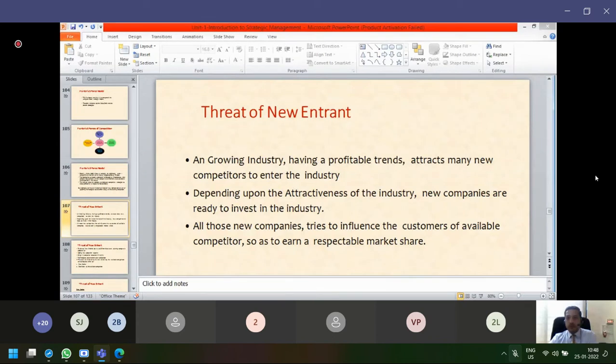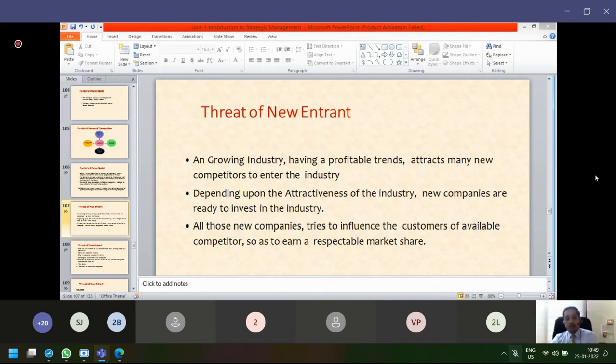So a growing industry, if there is any attractive industry wherein there is a high growth, high profit potential, then there are many companies who also try to enter into that particular industry and want to establish their business. So therefore, a growing industry having profitable trends attracts many new competitors to enter into that industry. Depending upon the attractiveness of that particular industry, new companies are ready to invest in that industry.